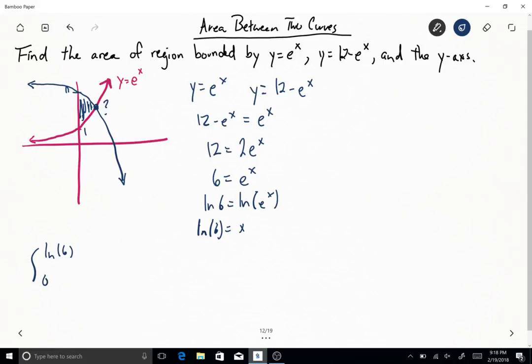And notice we can start doing the ones with the exponential functions. This looks scary, but what's our top function? Just by doing our drawing, it's y equals 12 minus e to the x. So we'll go 12 minus e to the x, and then we have to subtract our bottom function, so that's minus e to the x, dx. Simplifying this integral before we integrate, from 0 to the natural log of 6, this goes 12 minus 2e to the x.